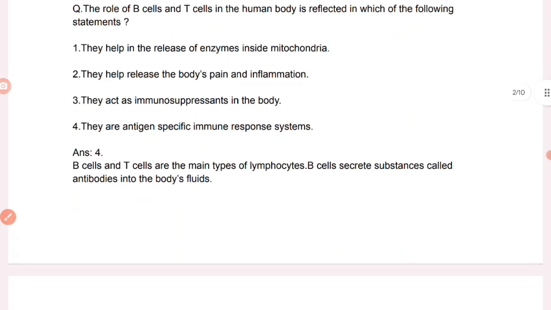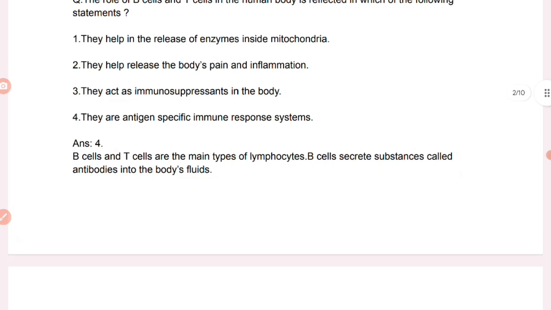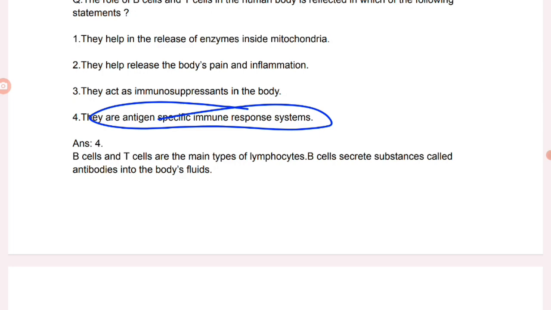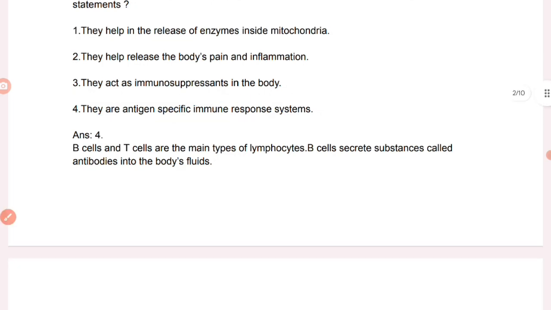The role of B and T cells in the human body is reflected in which of the following? They help in the release of enzymes inside mitochondria. They help release the body's pain and inflammation. They act as immunosuppressants in the body. They are antigen specific immune response system. So statement 4 is correct. These are types of white blood cells. Okay.